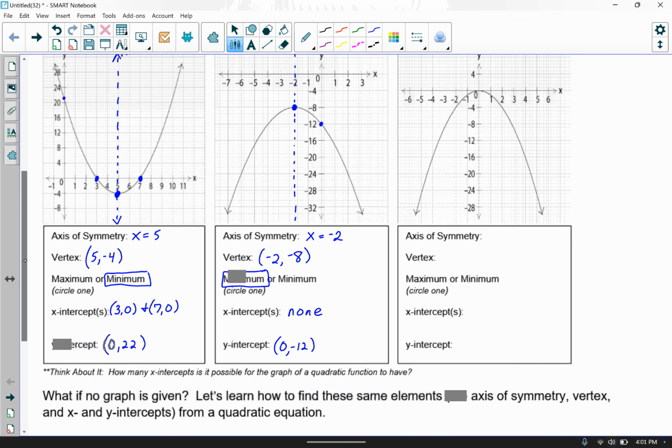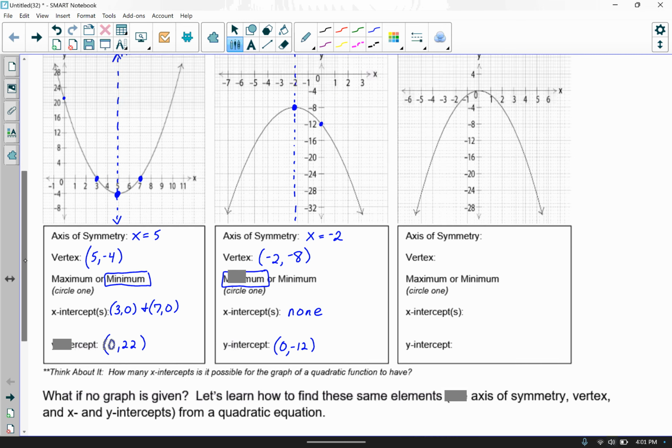If you don't have a graph given, you can still get a lot of the information that we just identified from some of our prior knowledge, and we're going to pick up some new knowledge as well. From the equation itself, we will be able to determine whether our parabola opens up or down. Just by looking at the leading term, the x squared term, if your a is positive, you open up.